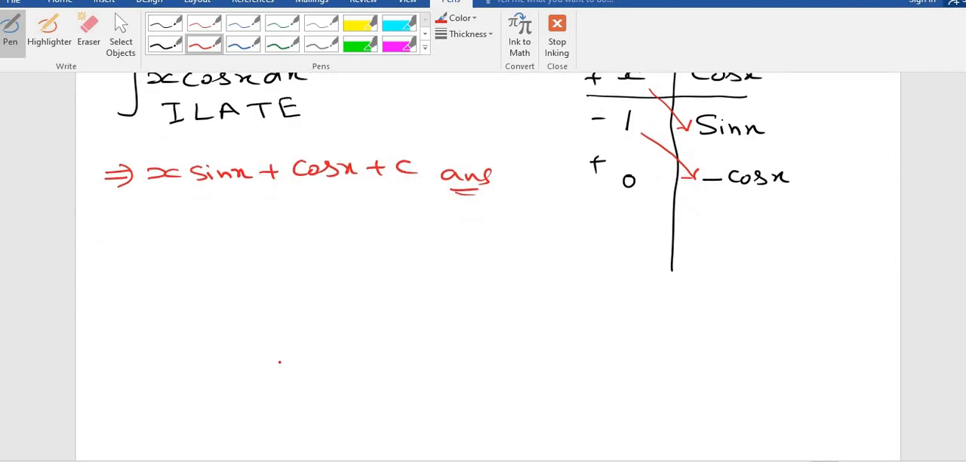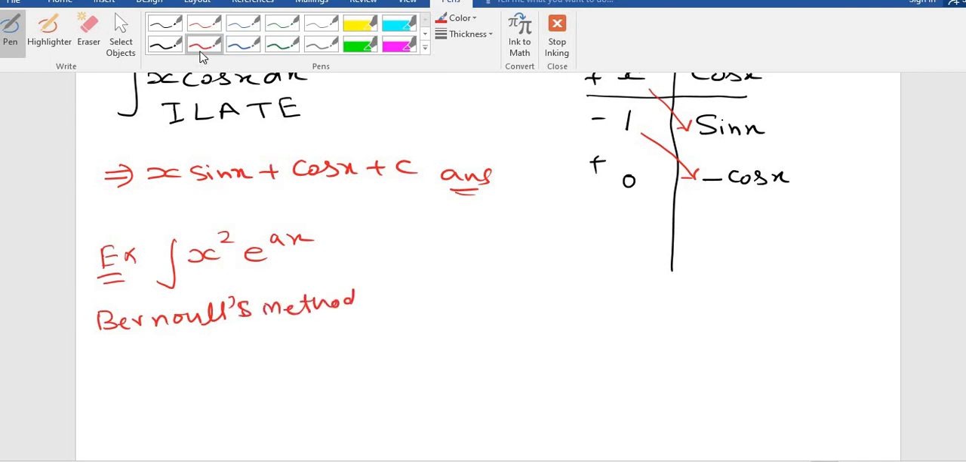Now I am going to check another example which is given in your handout. Evaluate the integration by using by parts, or Bernoulli's, or the tabular method. So I am going to explain it in 2 ways. Method 1, by Bernoulli's method. In Bernoulli's method, this is u and this is v.